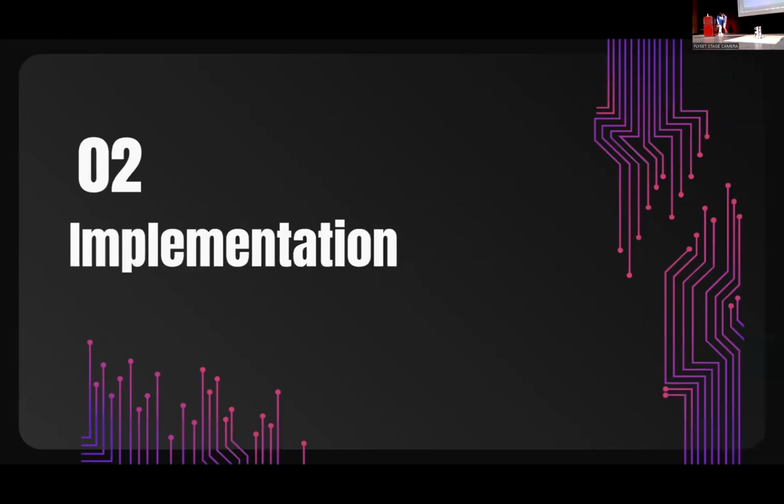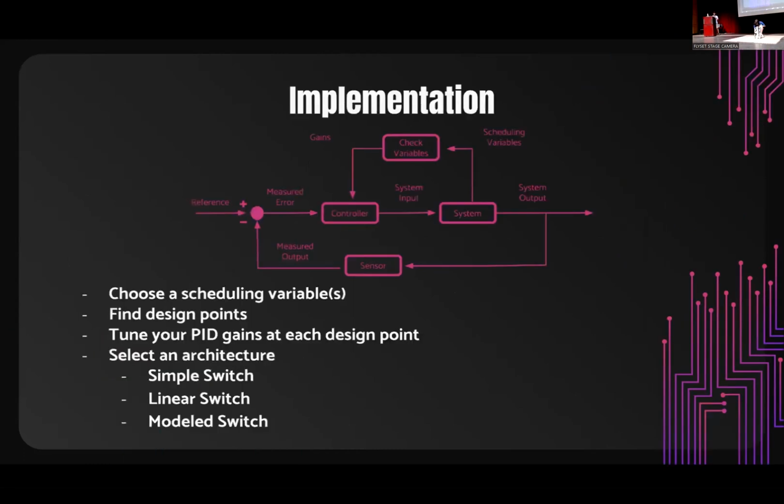All right, so now let's talk a little bit more about how you'd actually go about implementing it in FTC. So first, what you have to do is choose your scheduling variable. So for us, that's going to be the height of our slide. And for you, it could be anything that changes the functionality of your robot.